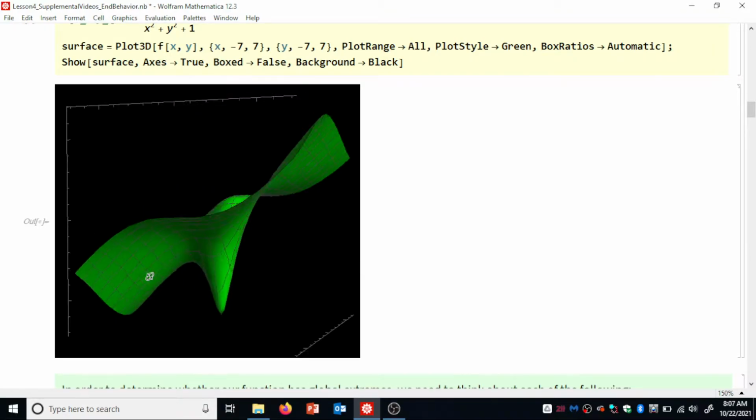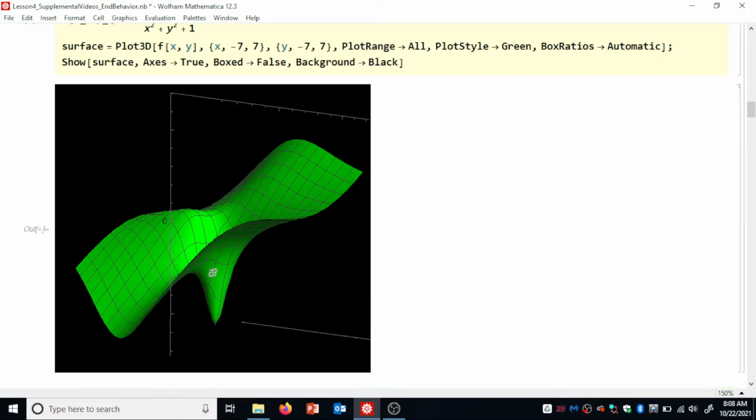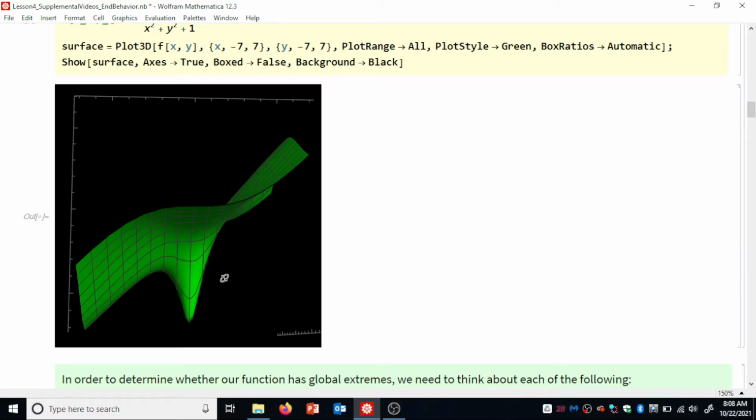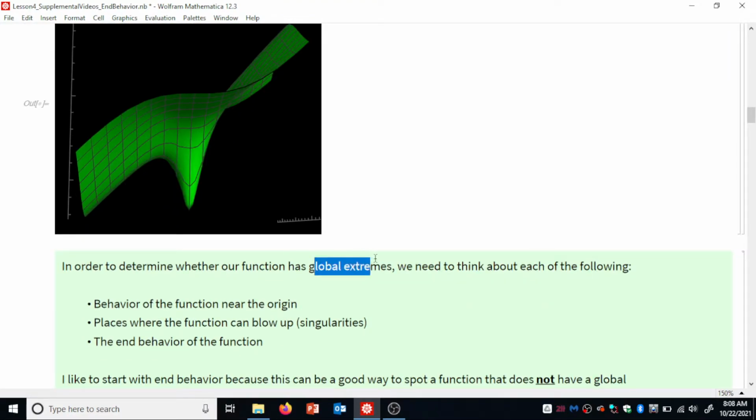I think what looked to me like a global minimum in one camera angle and one plot is actually just a local minimum. So when we're looking for global extremes, a small little local plot is probably not the best way to determine the values for global extremes or the existence of global extremes.